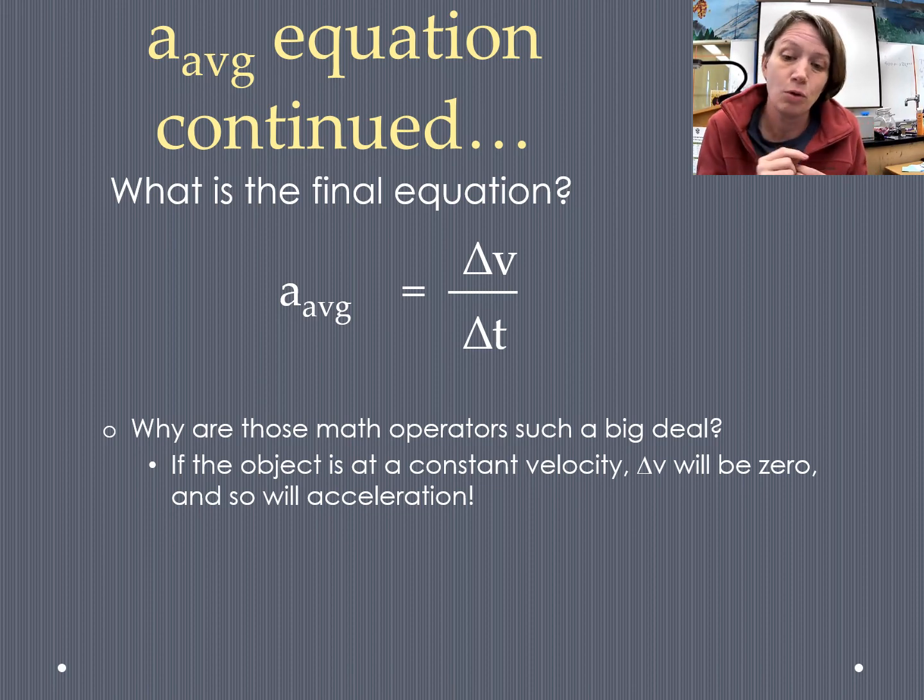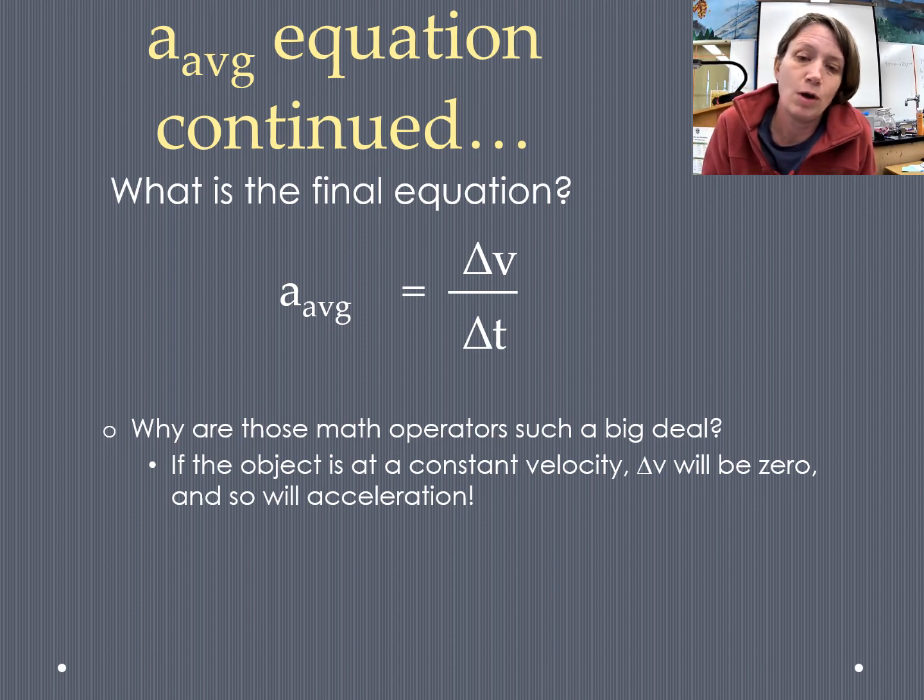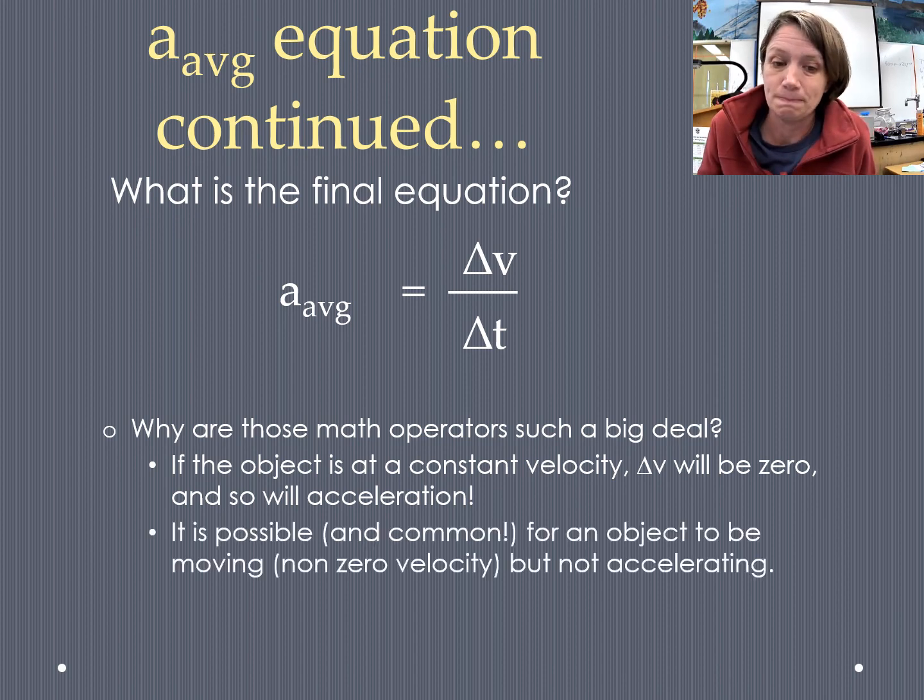So it's really important that you can separate those things, and the thing that helps us see in the equation that they're different is that delta. It tells me that I have to have a changing velocity in order to have any kind of acceleration. So in conclusion, it is possible and even common for objects to be moving but not accelerating. Okay, so that's pretty important.